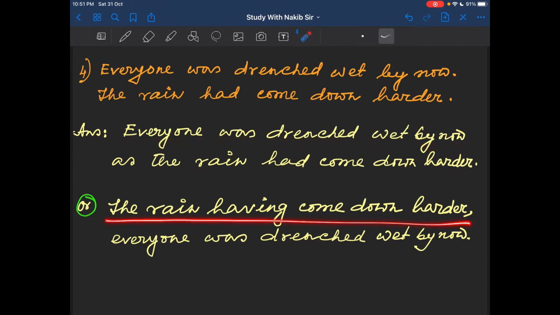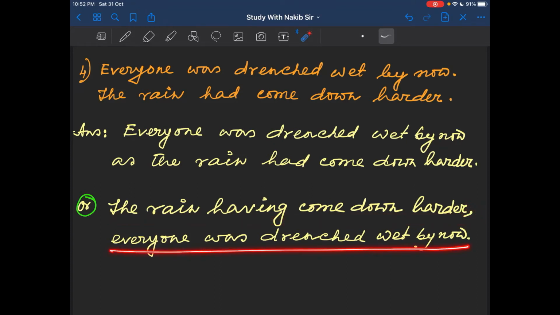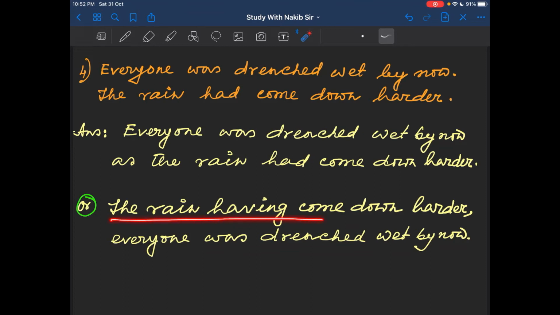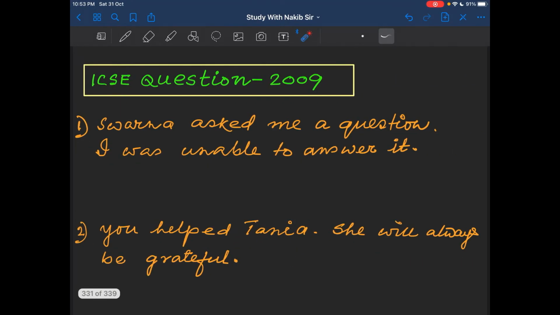And another one, here you can use the nominative absolute to turn it into a simple sentence. See, the rain having come down harder, everyone was drenched wet by now. So these are the answers to your questions of the year 2008. Okay, now see the next question, ICSE question of 2009.